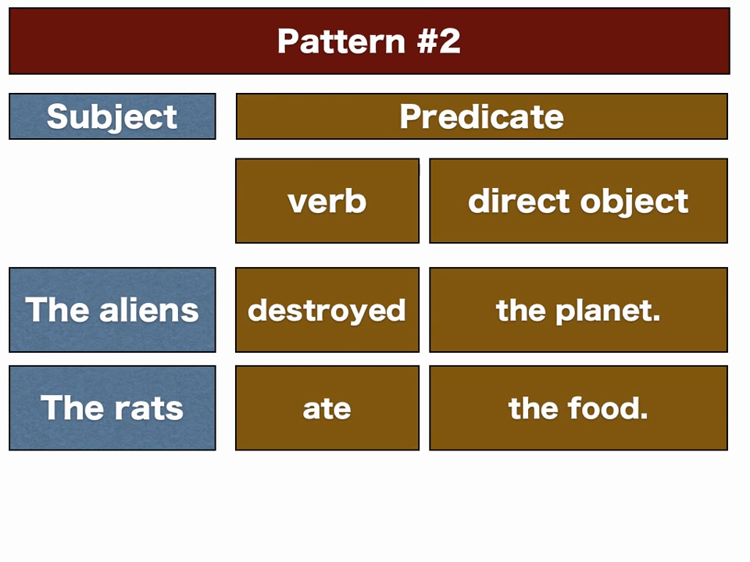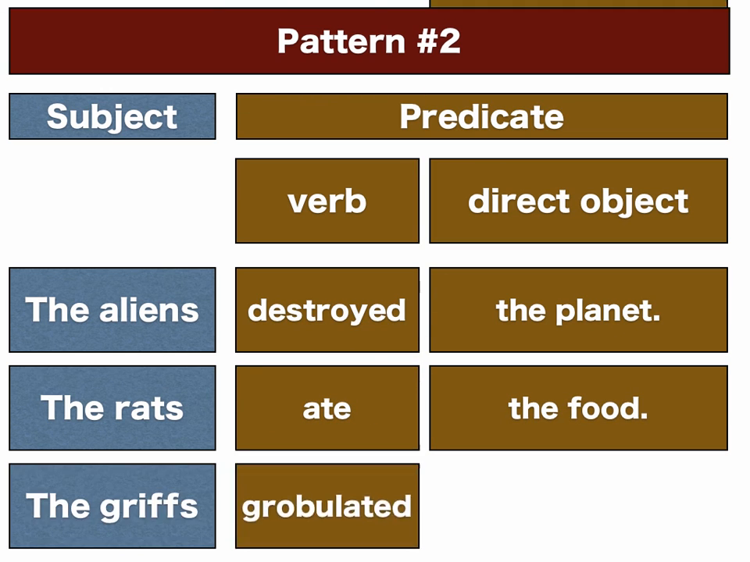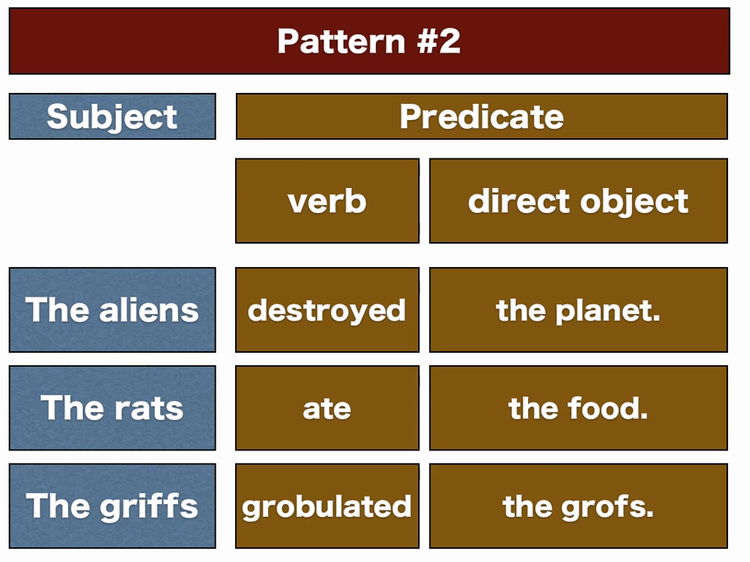It's what the aliens destroyed. And the rats ate the food. The food is what the rats ate, so it's the direct object. Or if you wanted to use a nonsensical example, again, the Griffs grobulated the Groffs. The Groffs were grobulated by the Griffs. And it sounds Dr. Seussish, but that's how Dr. Seuss created all of his works: he took generic English sentence structure and put in nonsensical words to go with it.